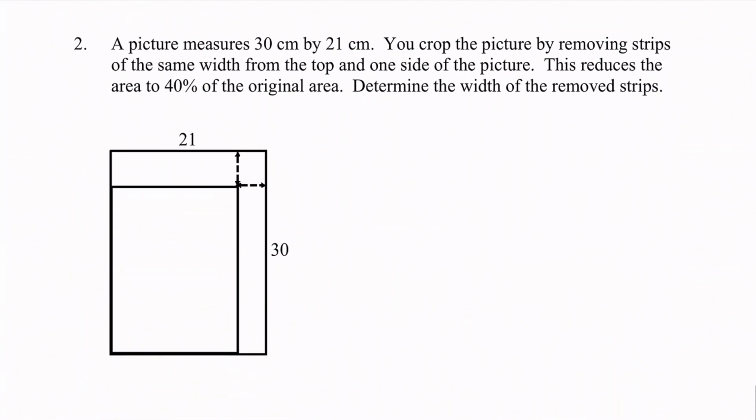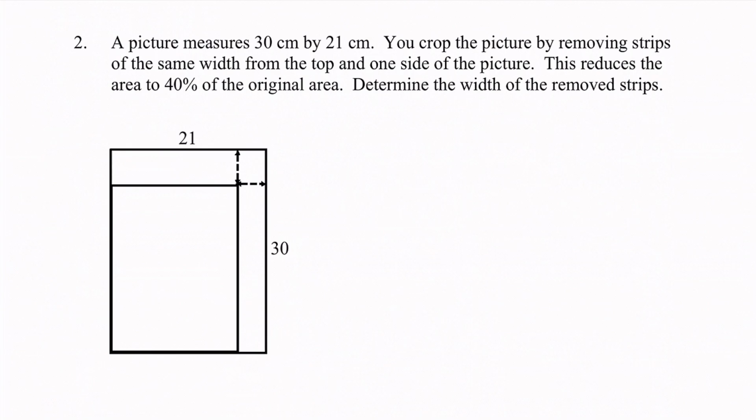Last example here now. It says a picture measures 30 centimeters by 21 centimeters. So we already got the diagram of a picture 21 by 30. It says you crop the picture by removing strips of the same width from the top and one side. So I can see they've cut off a strip here. It's got the same width on both of these, and I did it from the top and then just one of the sides. It says that this reduces the area to 40% of the original area, and then it wants us to determine the width of the removed strips.